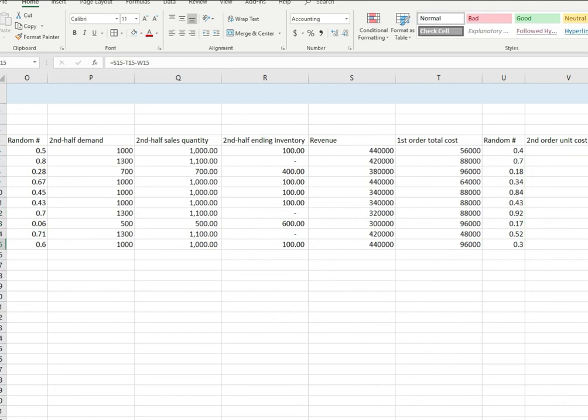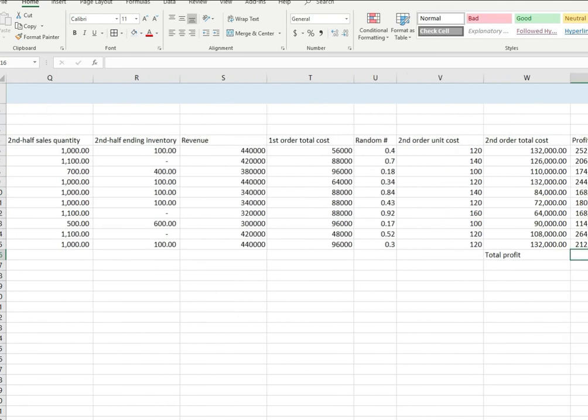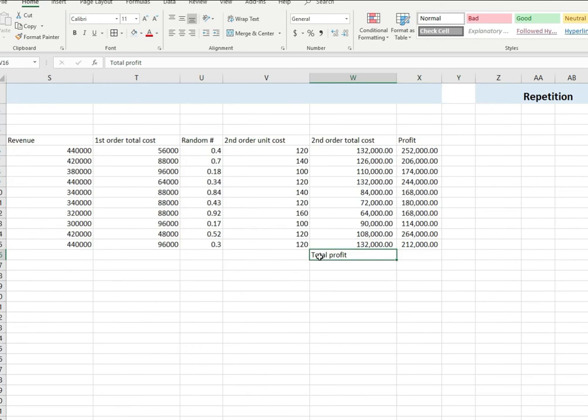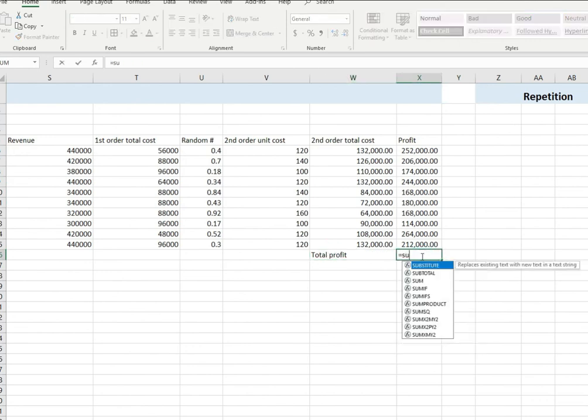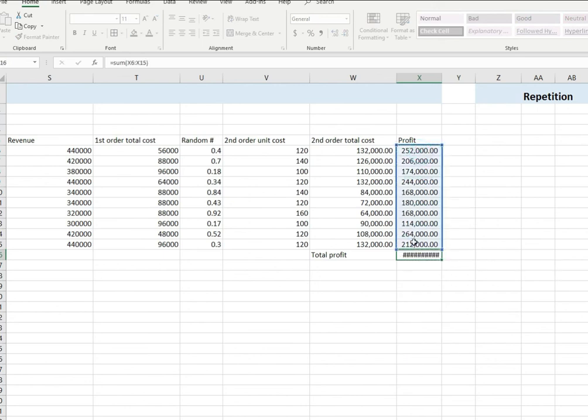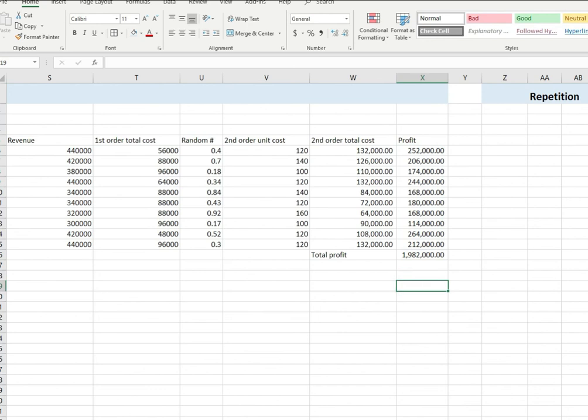And finally, okay, so this is kind of fast forward to 10 years of simulation. Finally, we can calculate the total profit over 10 years. Okay, fast forward here. I'm creating total profit here. I'm going to record it over here, just sum of those 10 numbers. Okay, so this is basically the simulation model.